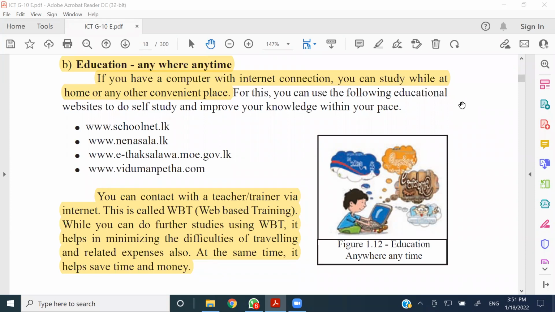All right, so when you are done, I'm going to tell you about this WBT, the new term, web-based training, right? So yeah, one is done. How about others?